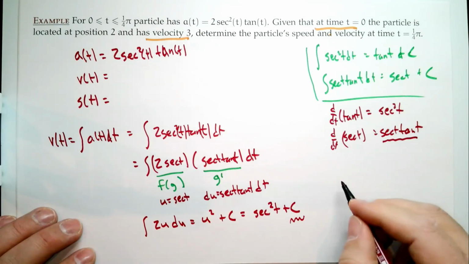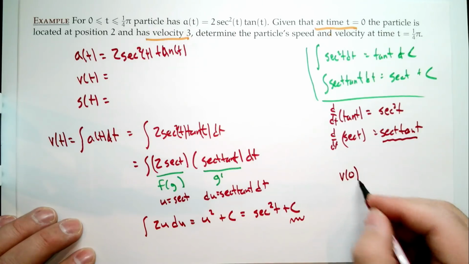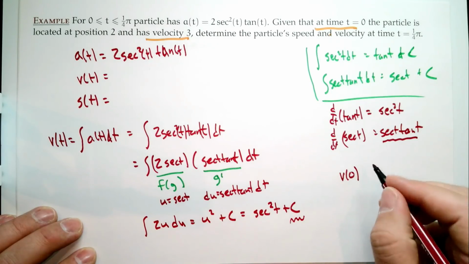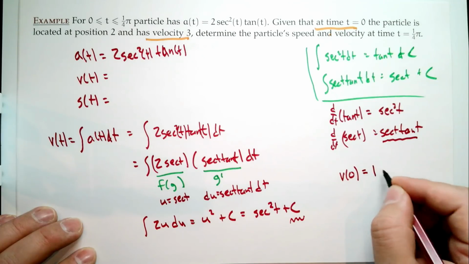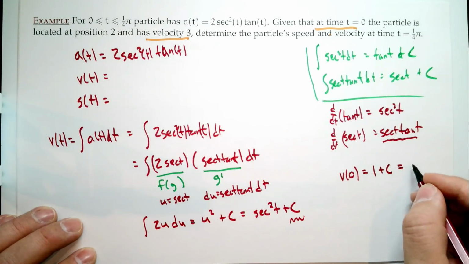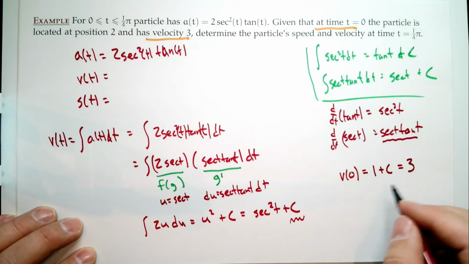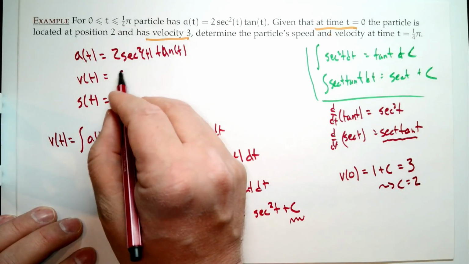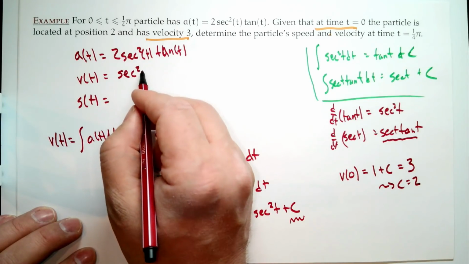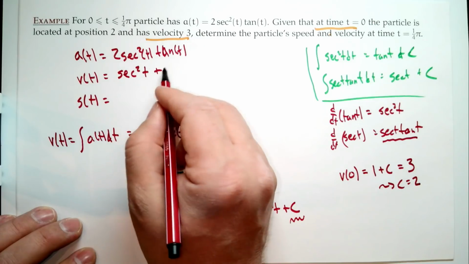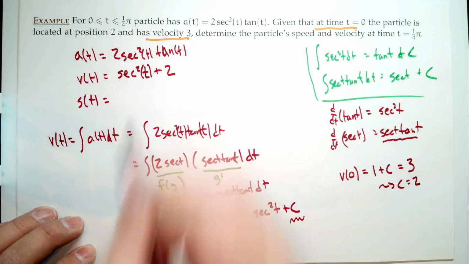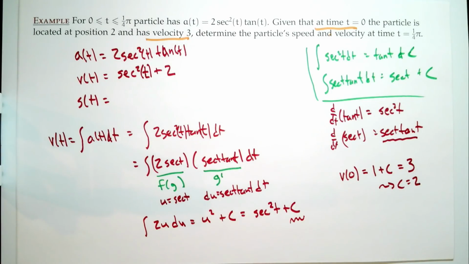So velocity at time 0, we plug it in. Secant of 0, do we know secant of 0? It's 1. Secant of 0 is 1 plus c, but that's also supposed to be equal to 3, which says c is 2. And therefore, velocity is secant squared of t plus 2. All right. So there's our velocity.